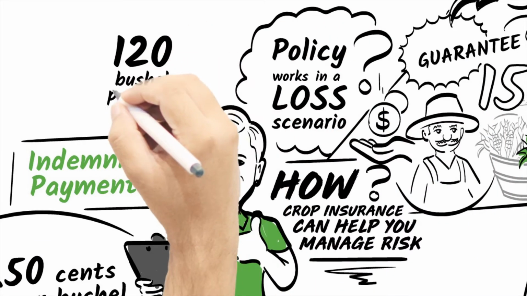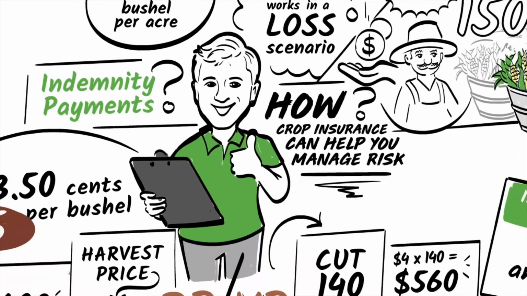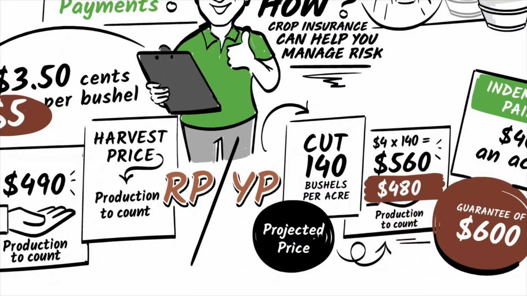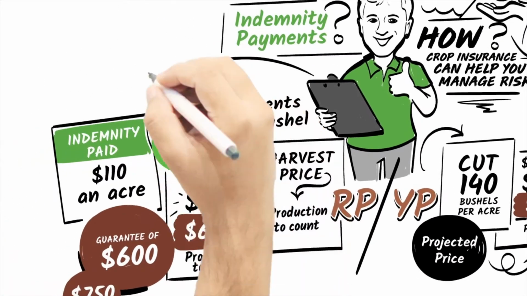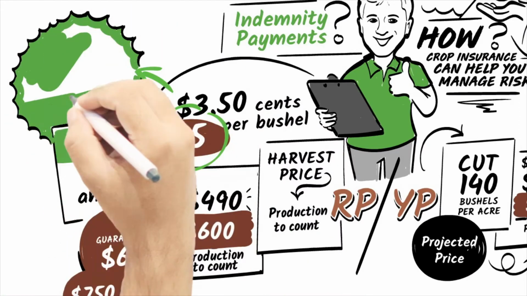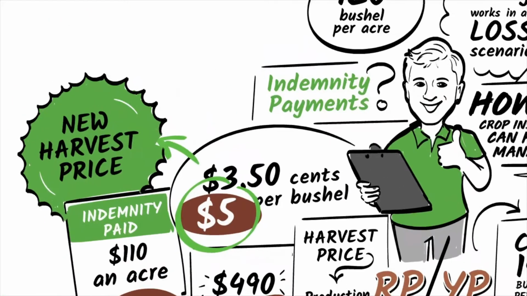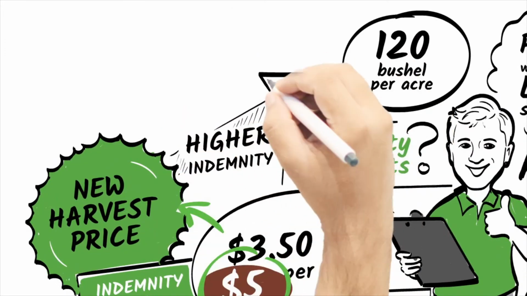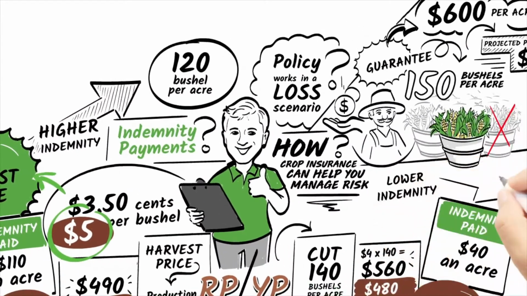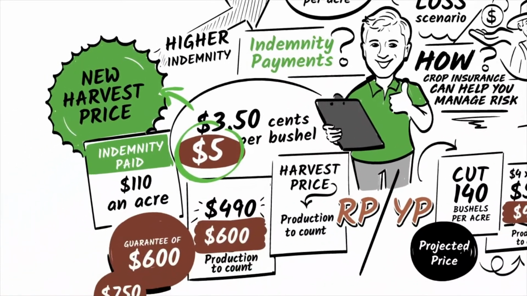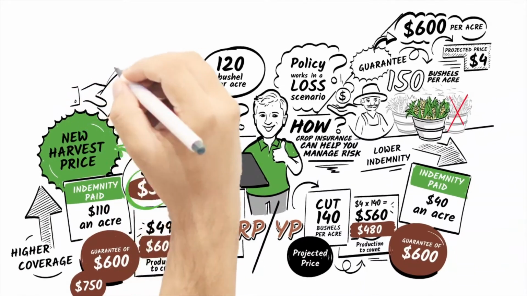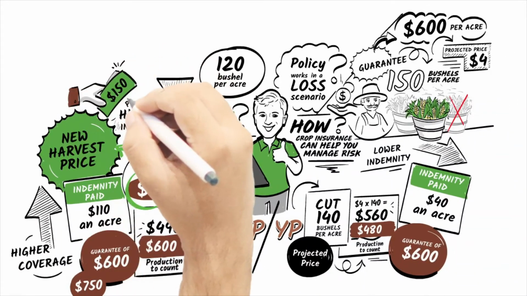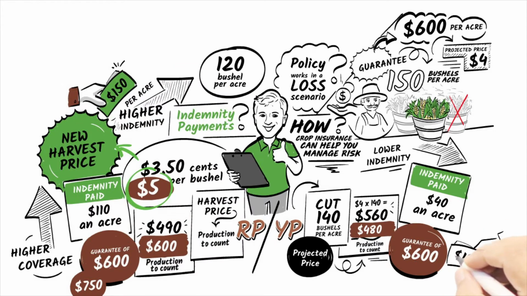Farmer John has 120 bushel per acre corn. This brings his production to count to $480 for a YP policy and $600 per acre for an RP policy with the new $5 harvest price. When Farmer John's loss is calculated, RP actually still results in a higher indemnity than YP because RP now has a higher coverage level. RP will pay him an indemnity of $150 per acre compared to a $120 per acre indemnity if he has a YP policy.